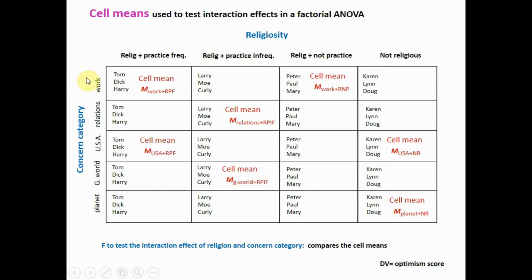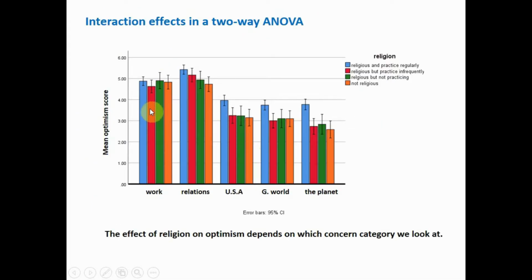When we want to look for an interaction, what we need to do is plot all of these cell means. All right. So this graph here is actually, if you were to count, we have 20 bars. All right. 20 cell means, 20 bars. And then we have a legend over here, and it tells you what the different colors refer to. So this is religious and practicing regularly. So that's blue. Red is religious but practice infrequently. Green is religious but not practicing. And then finally, orange is not religious, so obviously, therefore, not practicing.